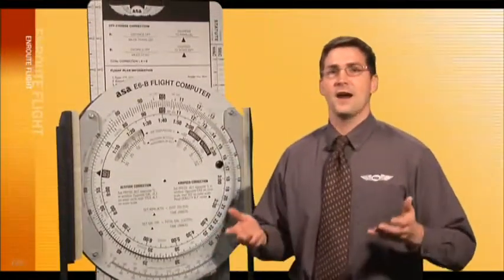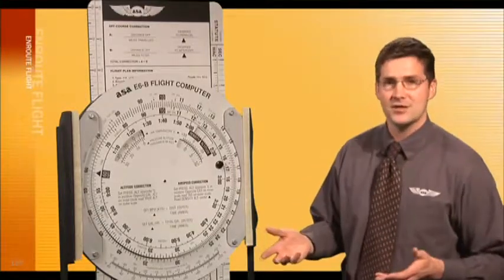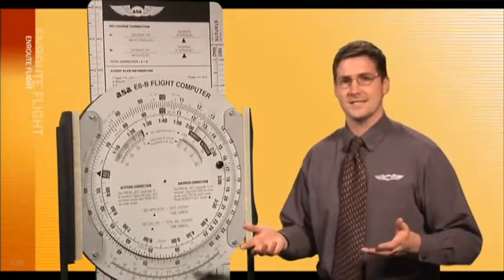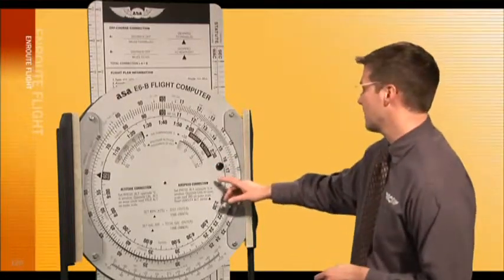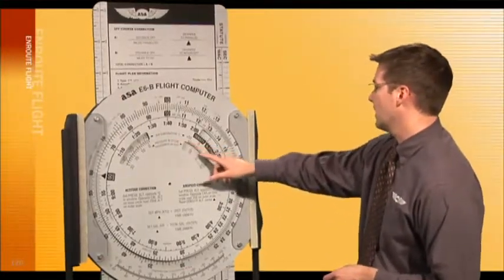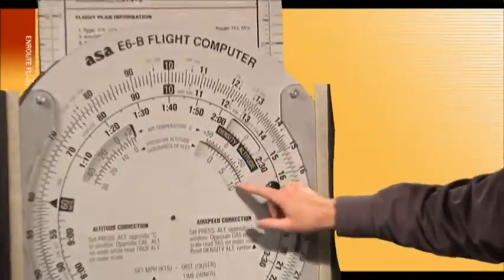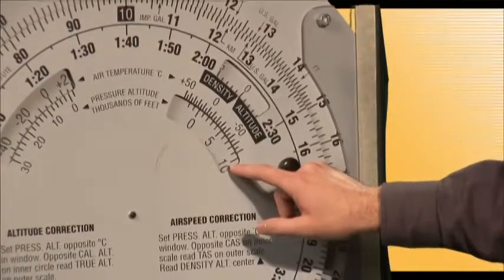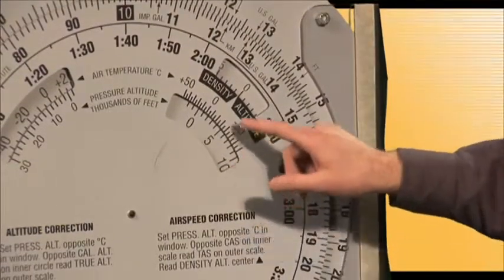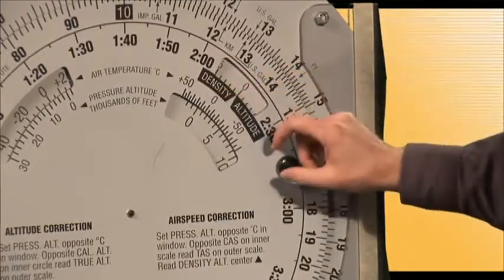I'll give you a couple of values. Let's say that our pressure altitude is 10,000 feet and our outside air temperature is 20 degrees Celsius. Let's look at the E6B to determine how we would solve that problem. First of all, locate our pressure altitude, again on this scale labeled pressure altitude, and we identified our pressure altitude as 10,000 feet, shown right here. Then we identified our outside air temperature, shown on this scale as 20 degrees Celsius.